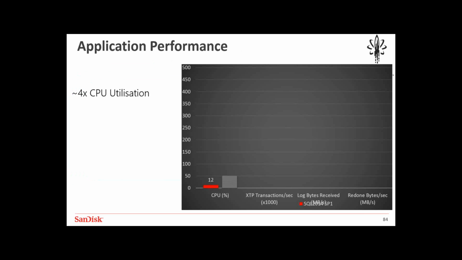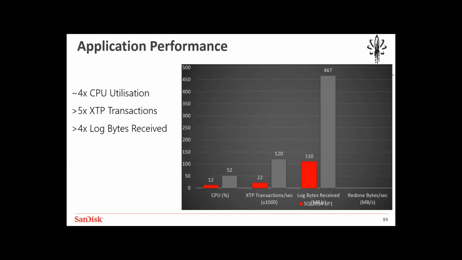Okay, so here on the left, the red is SQL Server 2014, and on the right, SQL Server 2016, I apologize. Red is 2014, gray is 2016. We were able to leverage 4 times more CPU, 5 times more transactions, and we were able to get 4 times the log traffic across the wire. This is the function, folks, of the fix that the program group has done for Always On.